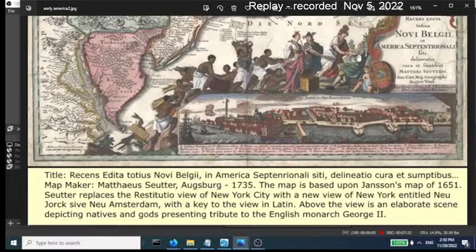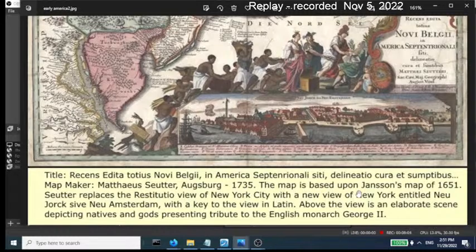So these are the Belgians right here doing trade. And they were saying that these people were offering gifts to the gods or something, like paying tribute or whatever. But let's read what it says. It says, in America, Septentrionale City de la Nation, I don't know what that is. Map maker Matthias Suter, Augsburg, 1735. So that's the year he drew this map, 1735.